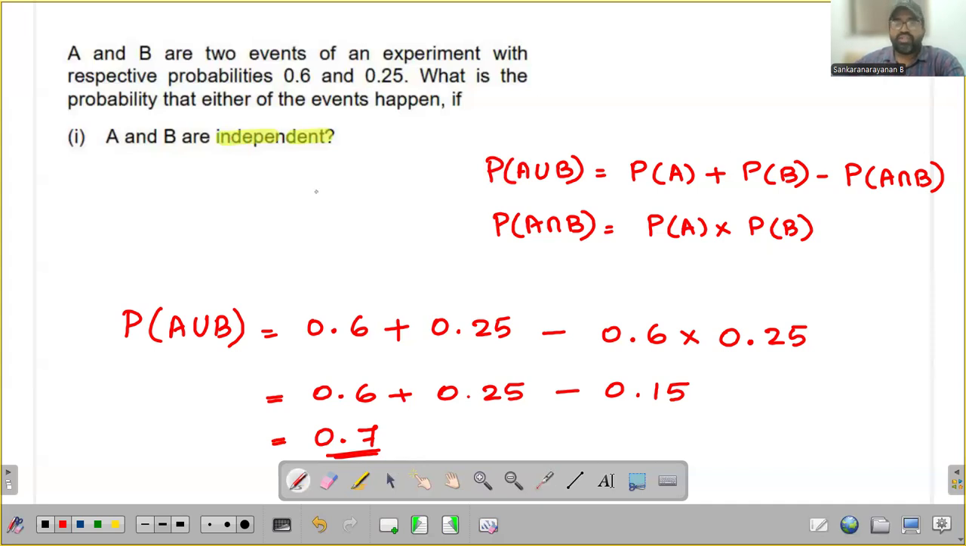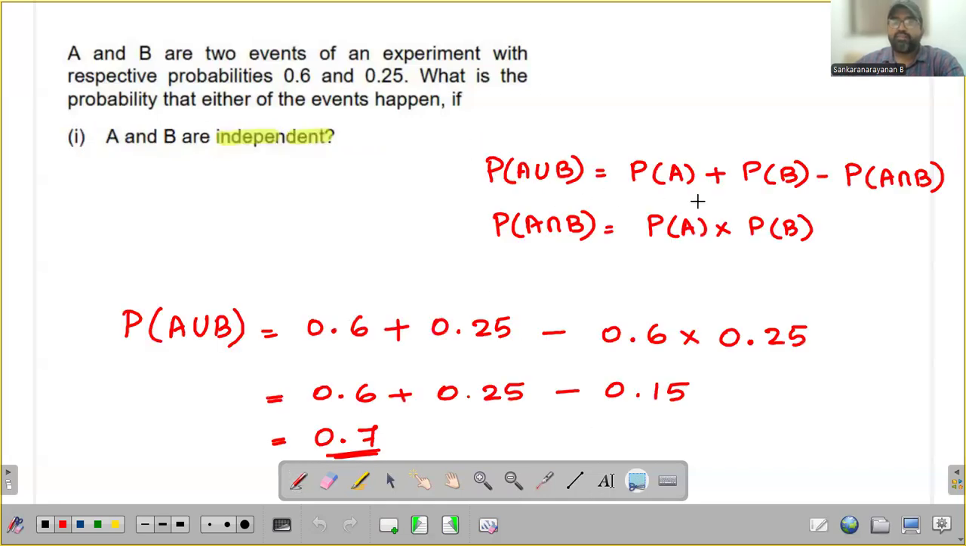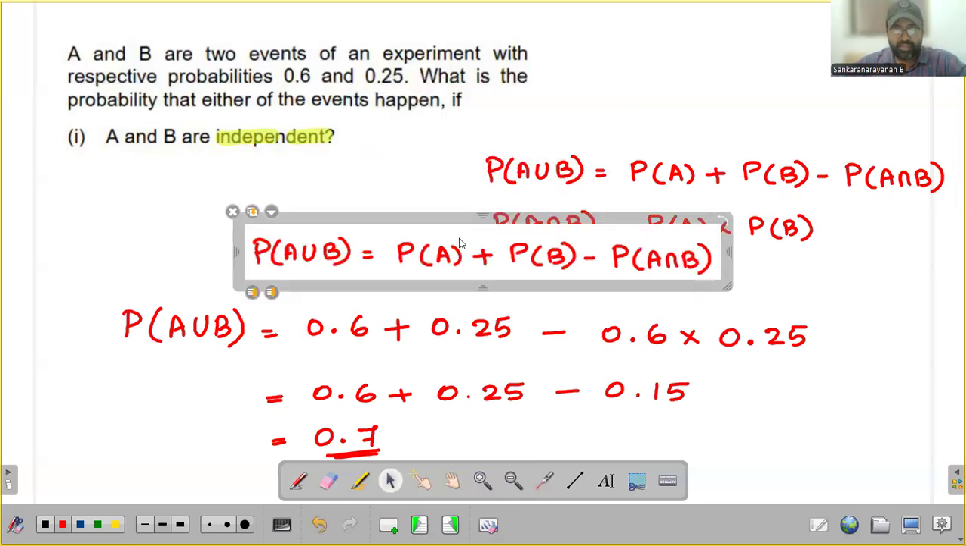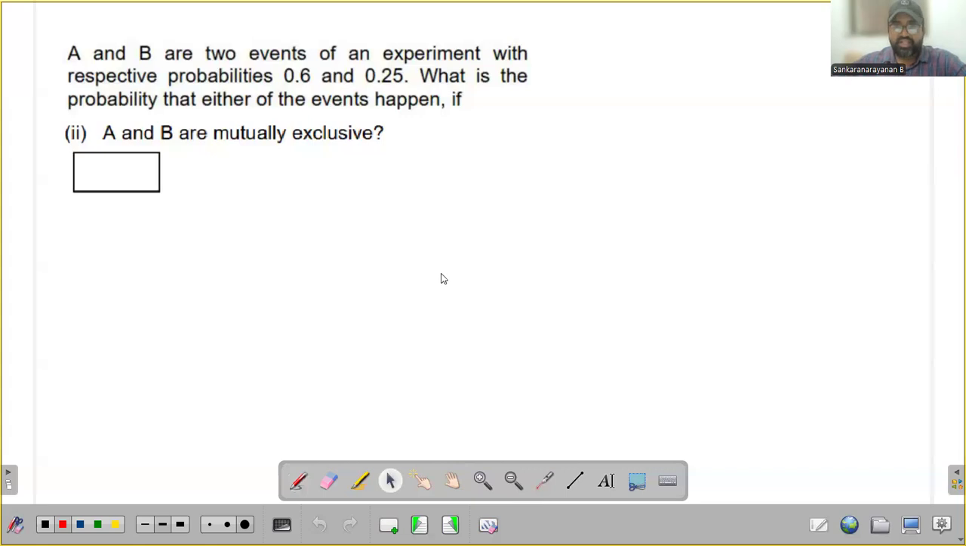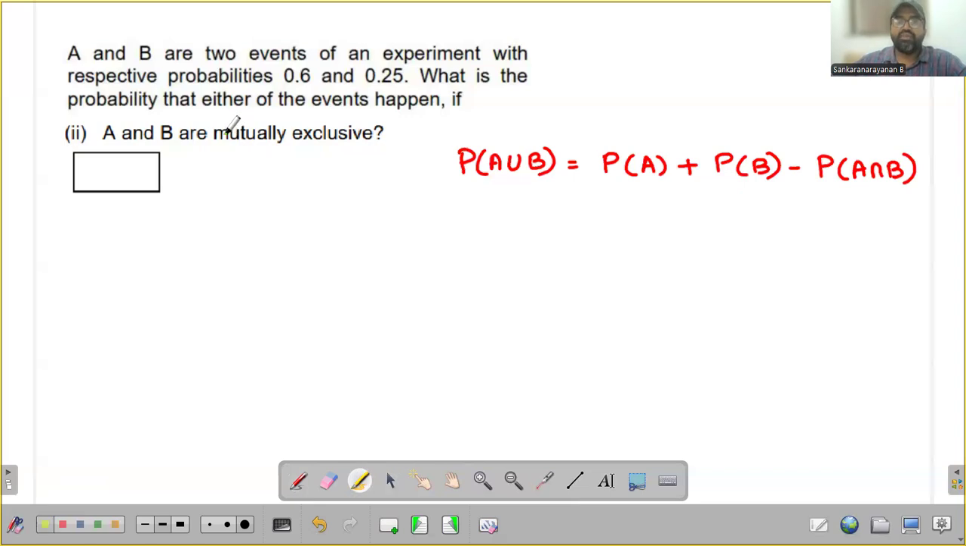Now we have got one more question here in this set. What will be the case if A and B are mutually exclusive? Let us recall the same formula here. P of A union B is equal to P of A plus P of B minus P of A intersection B. But here, when the events are mutually exclusive, please be aware P of A intersection B will be equal to 0, because the happening of A will prevent the happening of B and vice versa.